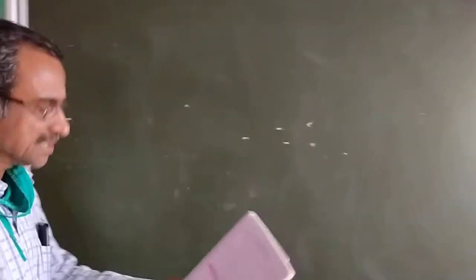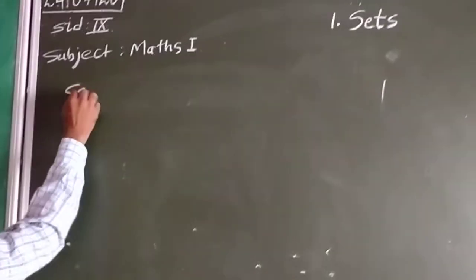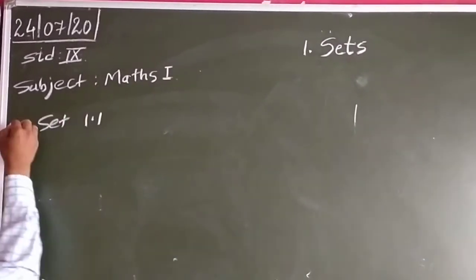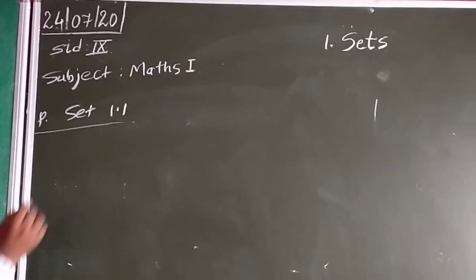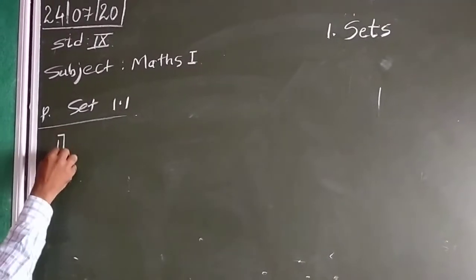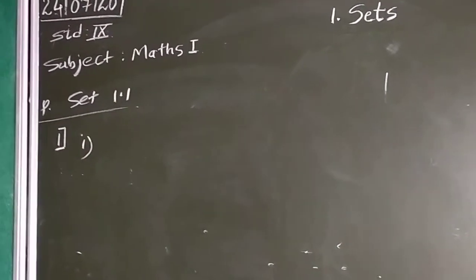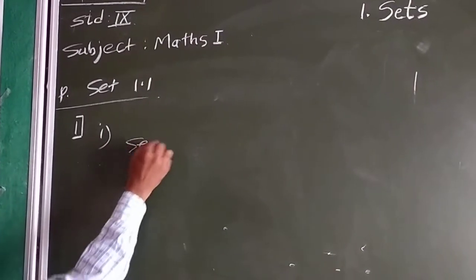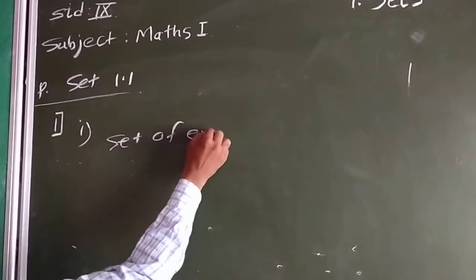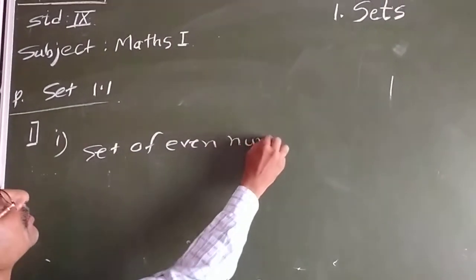We will further proceed to solve the practice set 1.1.1. First example, question number 1: write the following sets in roster form. Set of even numbers.